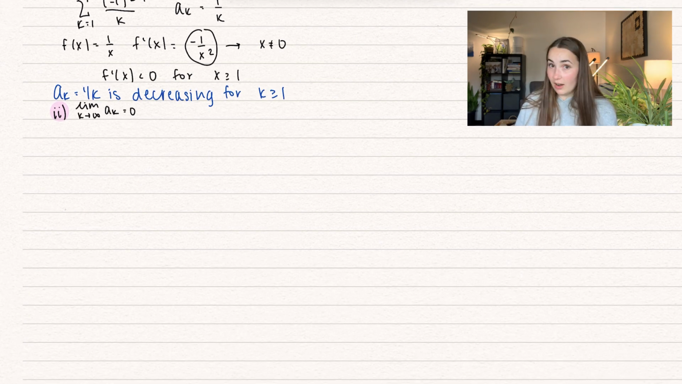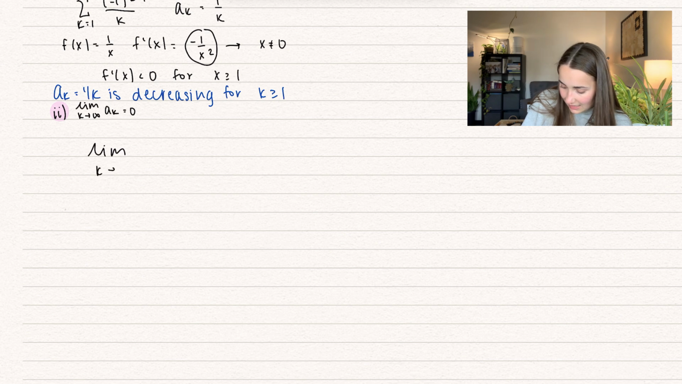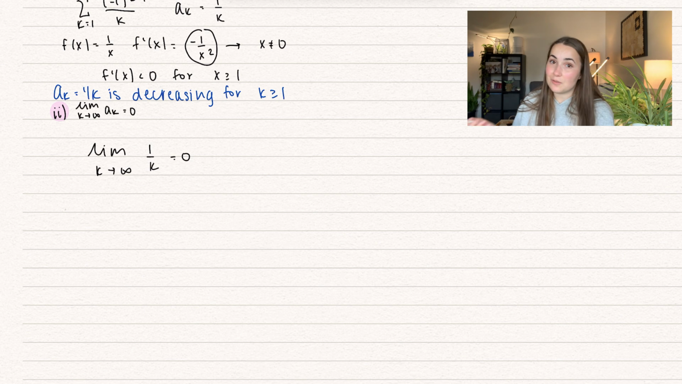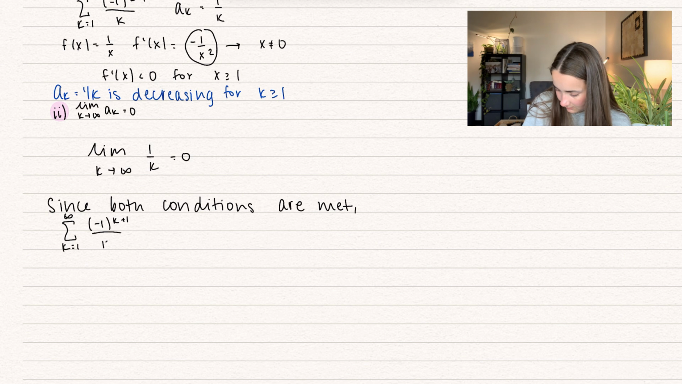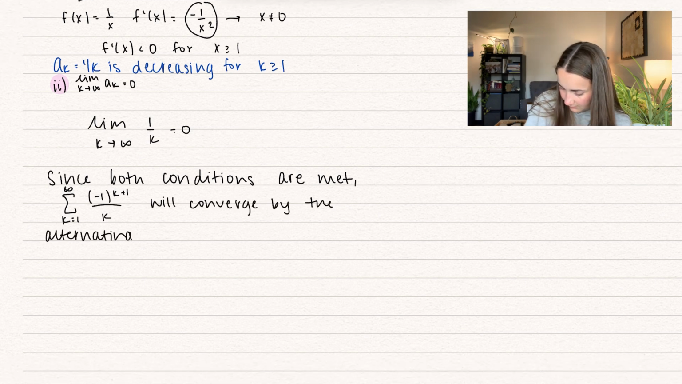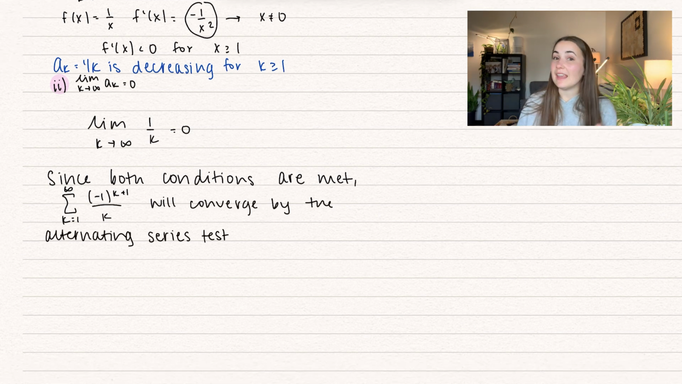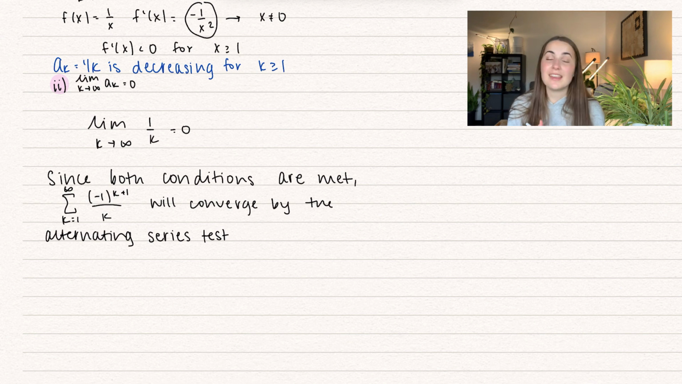So since we have that they're non-increasing or decreasing, right, we can now look at the limit. So we want the limit as k goes to infinity of 1 over k to equal 0. And that is, of course, true, right? As k grows infinite, 1 over k goes to 0. Since both of these conditions are met, that means it's going to converge. And that's how we can show that even though the harmonic series diverges, the alternating harmonic series converges, which is super cool.